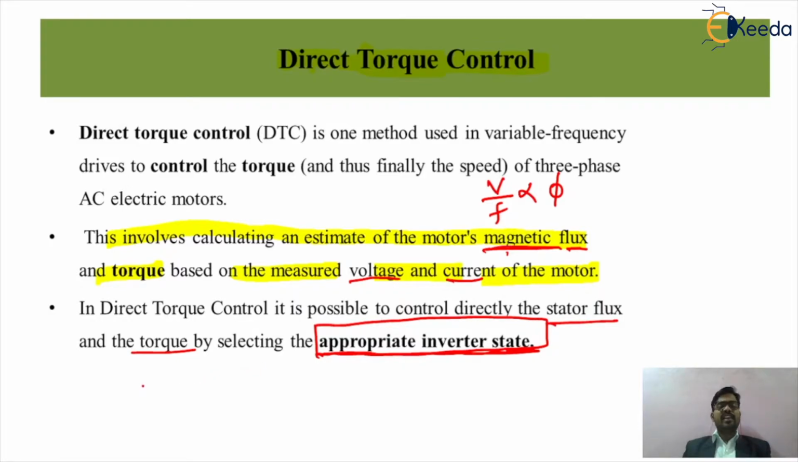So friends, in direct torque control it is possible to directly control the stator flux and the torque by selecting the appropriate inverter state. Basically, in selecting the inverter state, we are just controlling the switches. If we are using an inverter circuit, obviously we can control its thyristors. We call them switches S1, S2, S3, S4, S5, S6, and by changing the state of that inverter circuit, we can directly control the change in torque. By means of that, we get the direct torque control scheme of your induction motor.